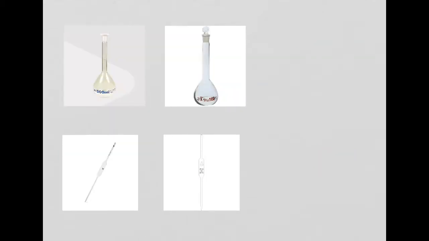The next two, you're probably going to see these more in Chem 1B class. The one on top, what do we call these? These are called volumetric flasks. Now, a volumetric flask is not graduated. If you see, there is just one line.